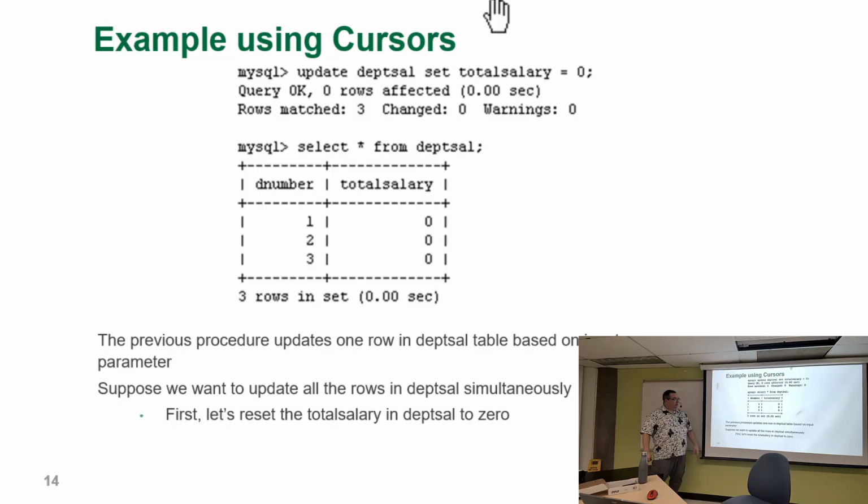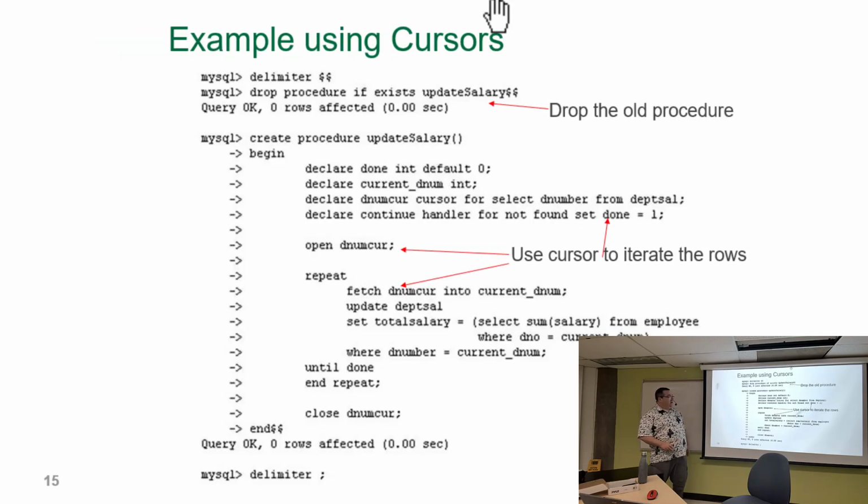This one resets our table. The first procedure updates one row at a time, assuming that you always know the departments. That means you have to run the command 3 times for 3 departments, 4 times for 4 departments. It's kind of gross. So we reset everything to 0. Okay, here's a much more complicated one, but this one shows everything.